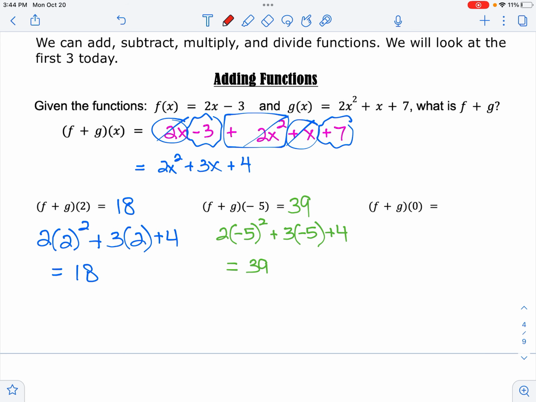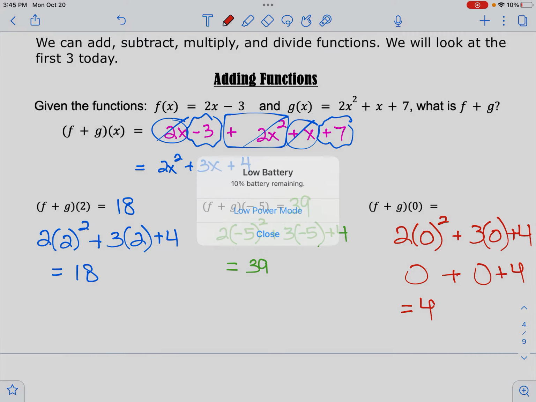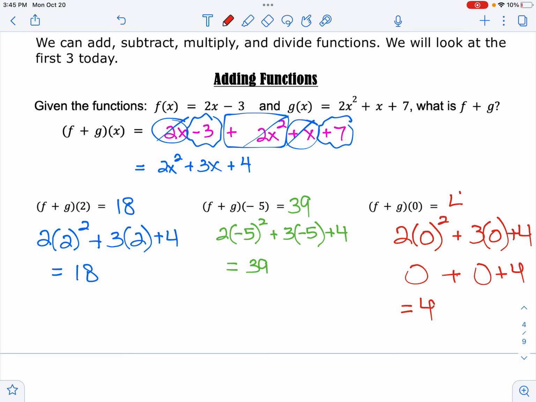All right, how about f plus g of 0 would be 2 times 0 squared plus 3 times 0 plus 4. Well, this will be a little bit easier because this is going to end up being 0, this is 0, and then plus 4. So equals 4. Okay. All right. Hopefully that makes sense.